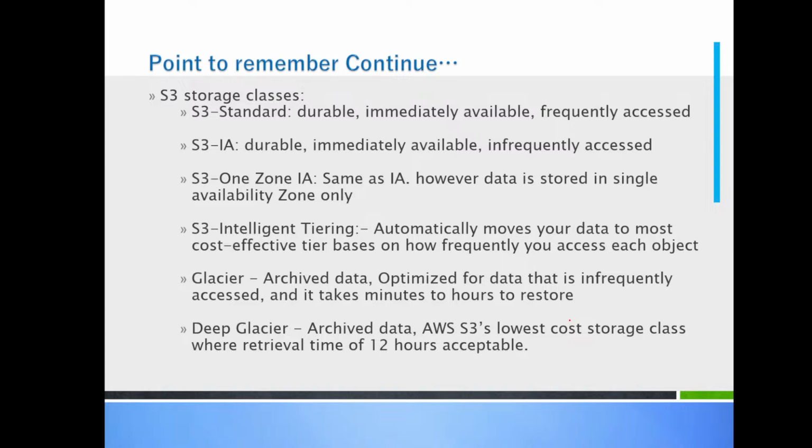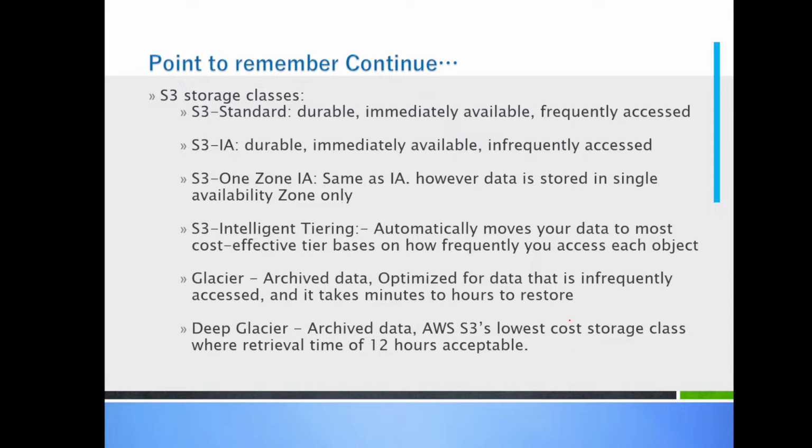Okay, S3 storage classes. So S3 Standard, S3 Infrequent Access, S3 One Zone. S3 Standard: durable, immediately available, for frequently accessed data. S3 Infrequent Access: durable, immediately available, for infrequently accessed data. S3 One Zone: same as Infrequent Access, however, the data is stored in a single availability zone.